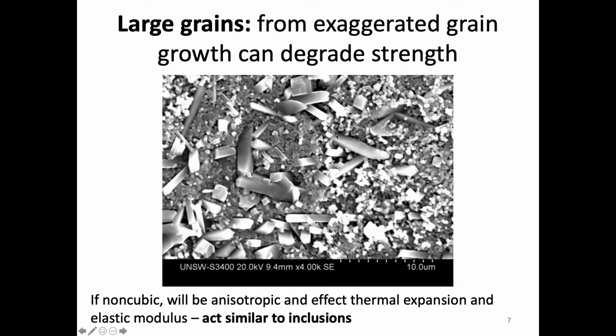In this case, we got a rod shape, right? That means it will act differently in different directions, and it could affect the thermal expansion, just like we saw with inclusions. That can degrade strength as well. So any anomaly, like large grains or atypical shapes, could result in issues with the modulus and thermal expansion because of this anisotropy. So that's one issue we can have with these large grains.